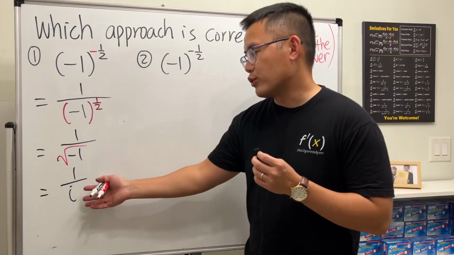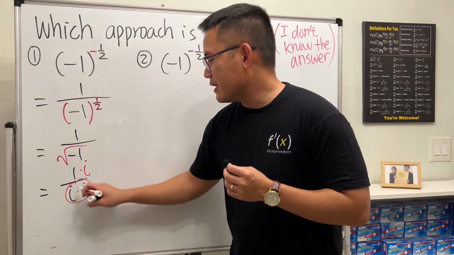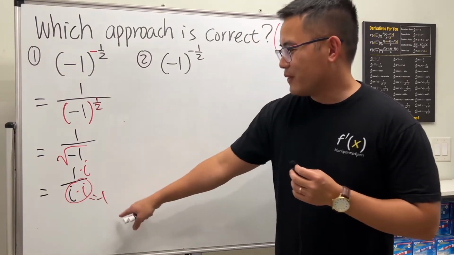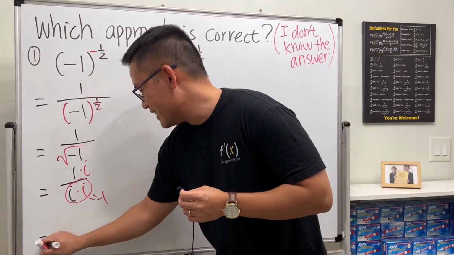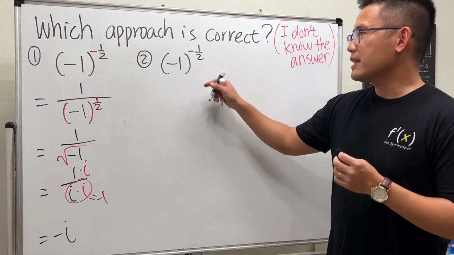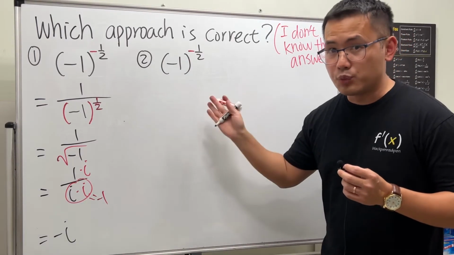And then I don't want i to be on the bottom, I want it on top. So I have to multiply the top and bottom by i. This right here is equal to -1. And then i over -1, all in all we get -i. Alright? Good. Now, for the second one, I'm also going to take care of the negative exponent, but this way.